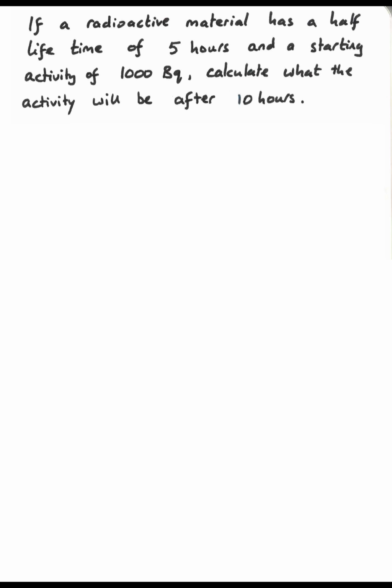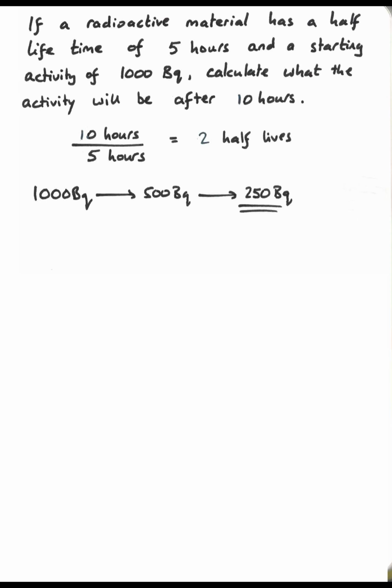Here, a radioactive material has a half-life time of 5 hours and a starting activity of 1000 becquerels, and we want to know what the activity will be after 10 hours. We first need to find how many half-lives are in that big lot of time. So we get that big lot of time and divide it by the half-life time. So that's 10 hours divided by 5 hours, which is 2 half-lives. Then we take the starting activity and half that number twice, to end up at 250 becquerels.